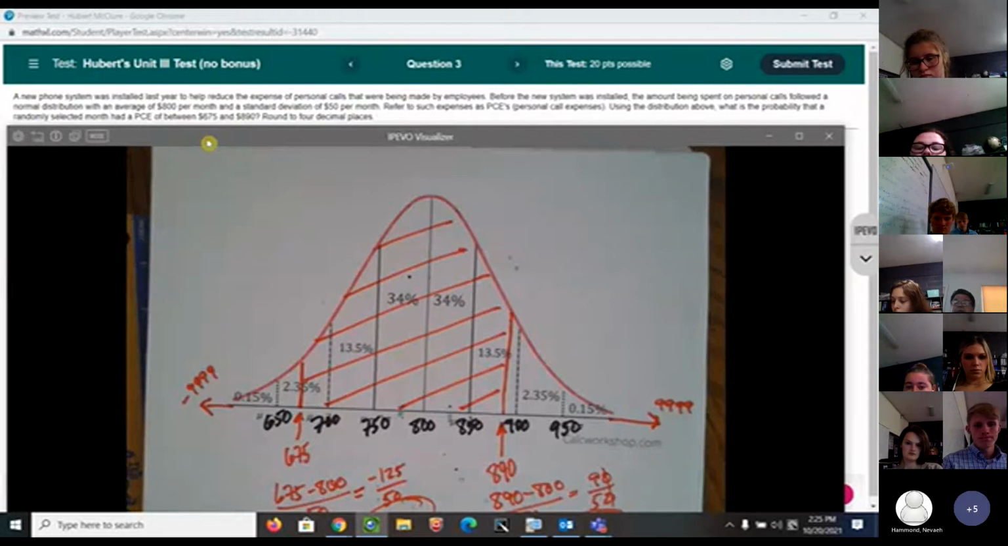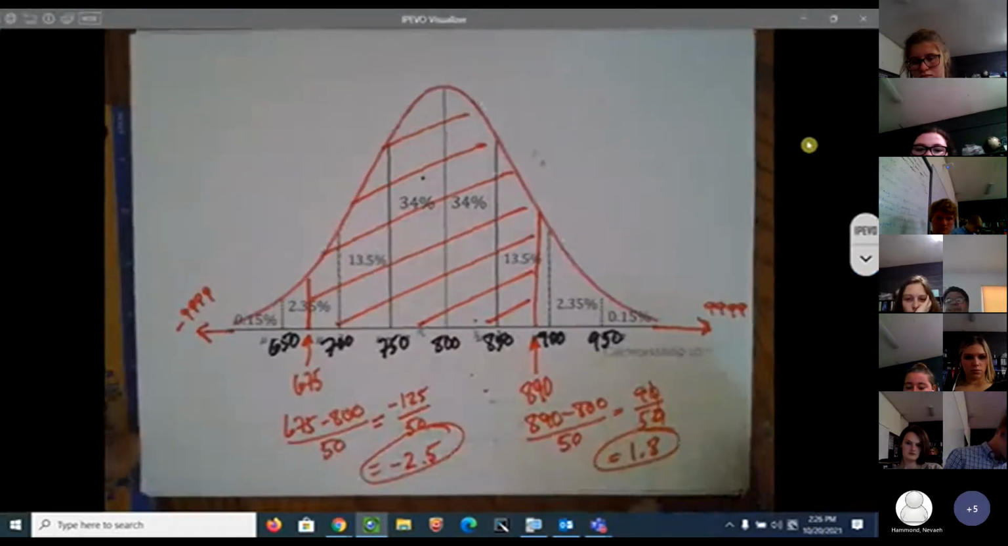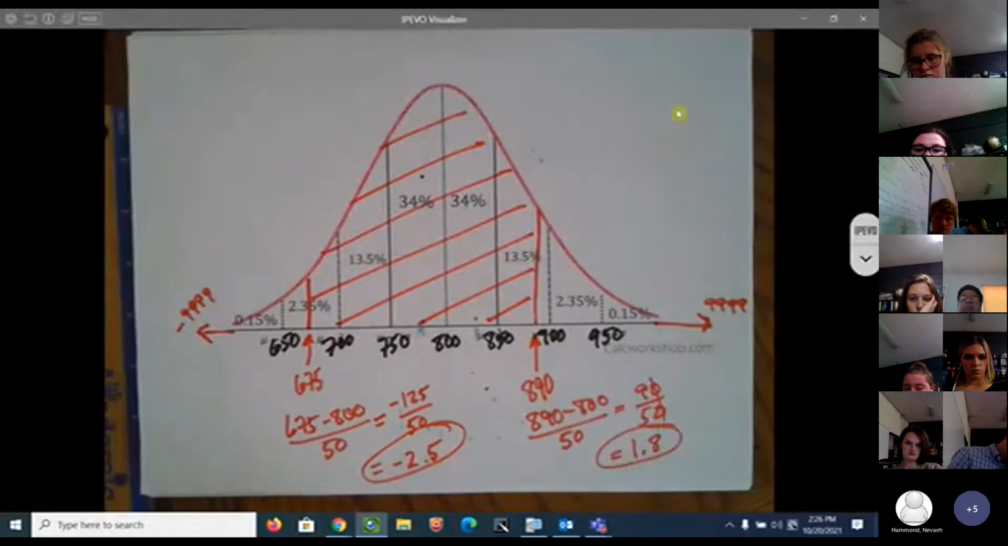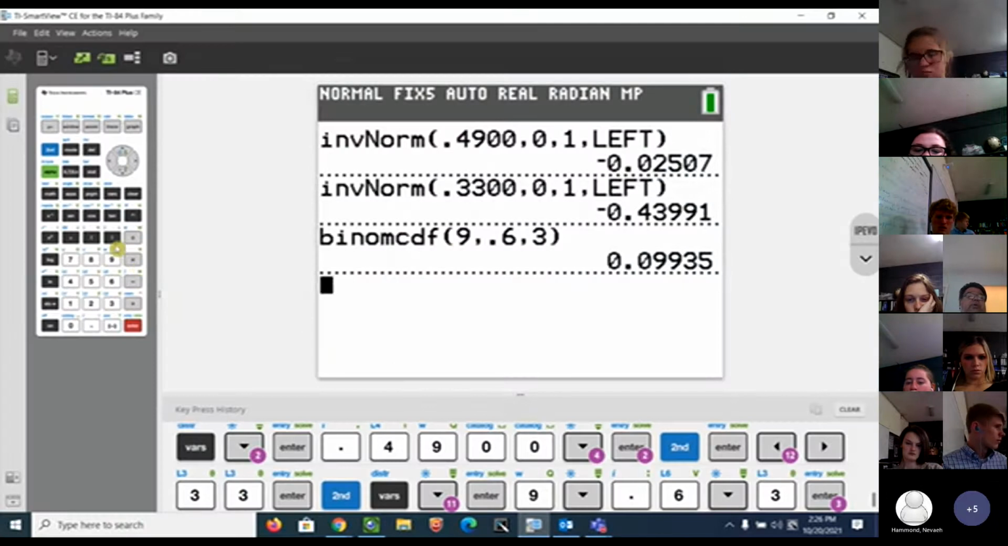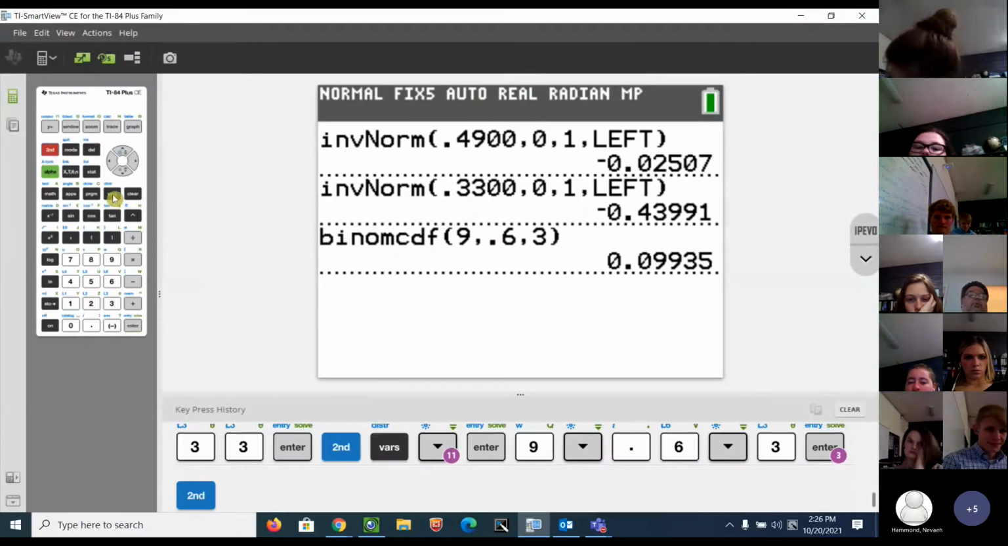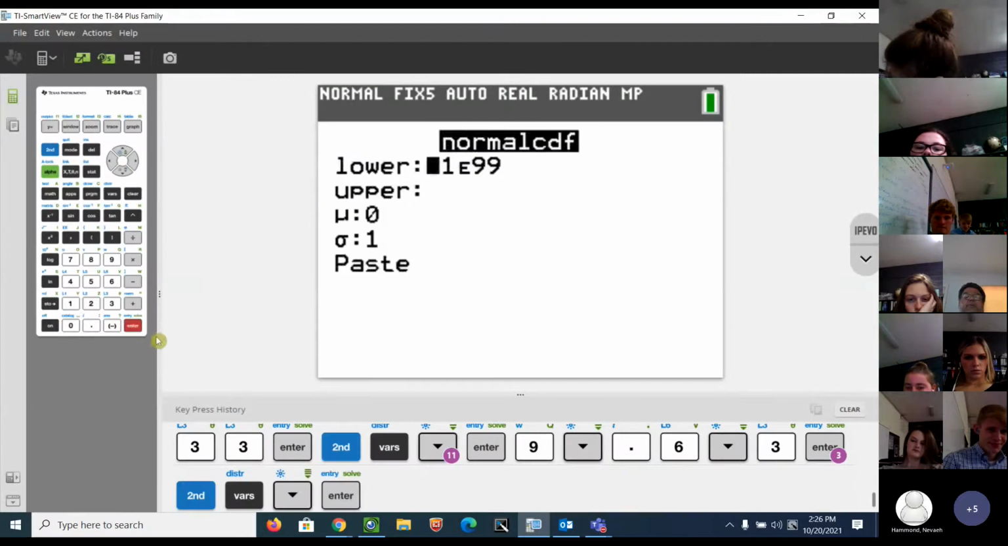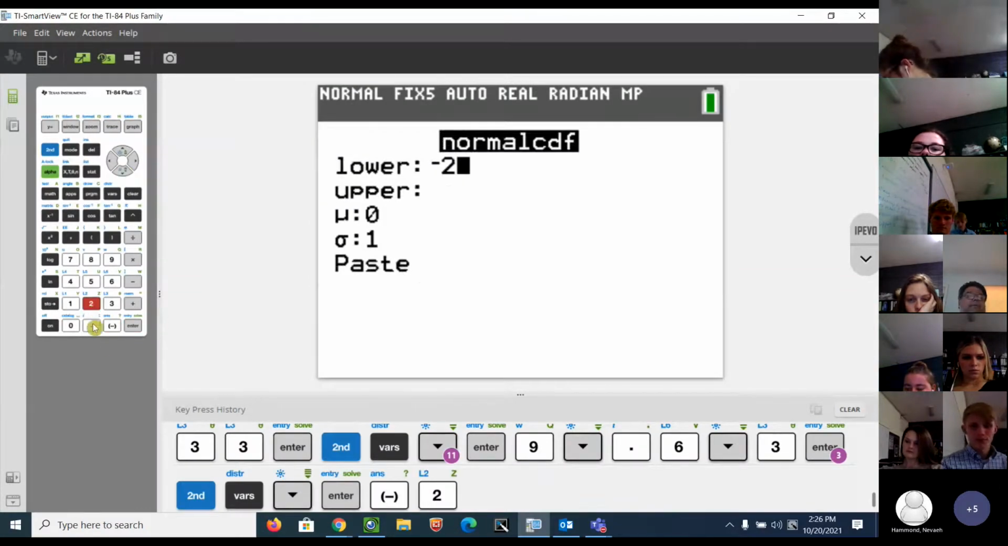So if you've got an old calculator, you have to figure the z-scores and do a normal CDF. If you got a newer calculator, then you can type in whatever you need to type in. Second vars, normal CDF. And that's going to be negative 2.5 to 1.8.